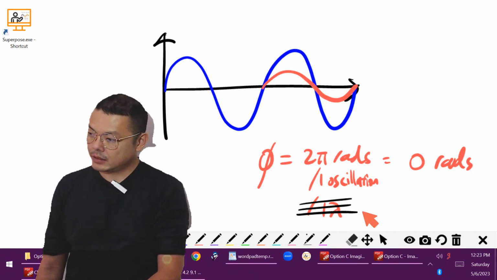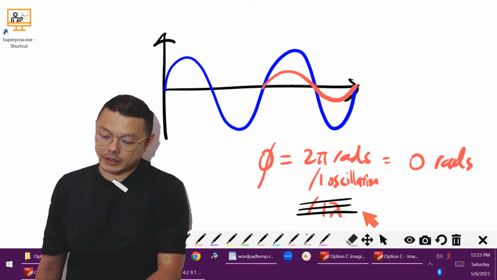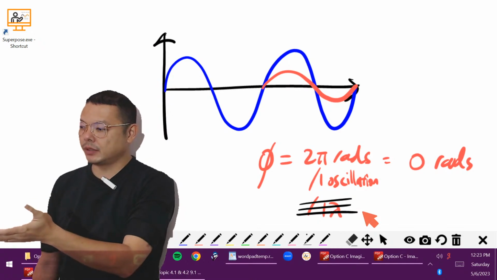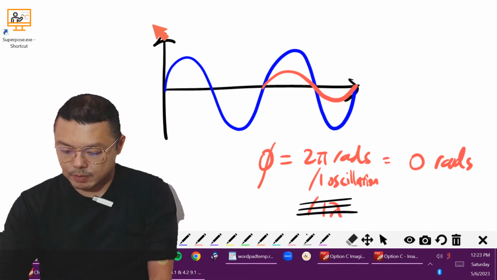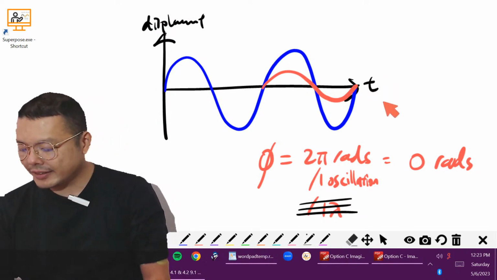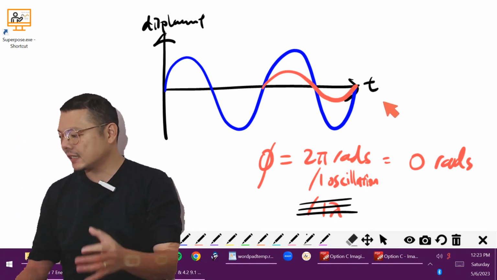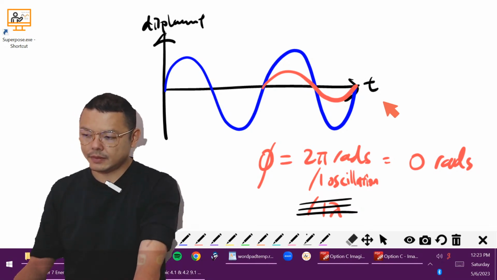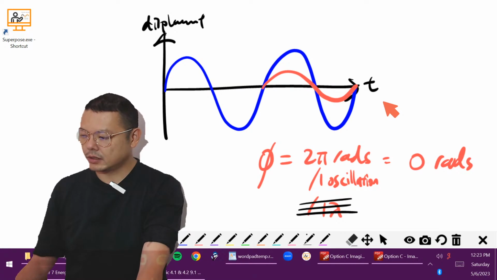Axis. What's the axis stand for? Oh, that's a good question. Usually the y-axis is always going to be amplitude, displacement. The y-axis is always displacement, right? And the x-axis is usually time, sometimes distance. Yeah, distance. Don't worry about that later on.